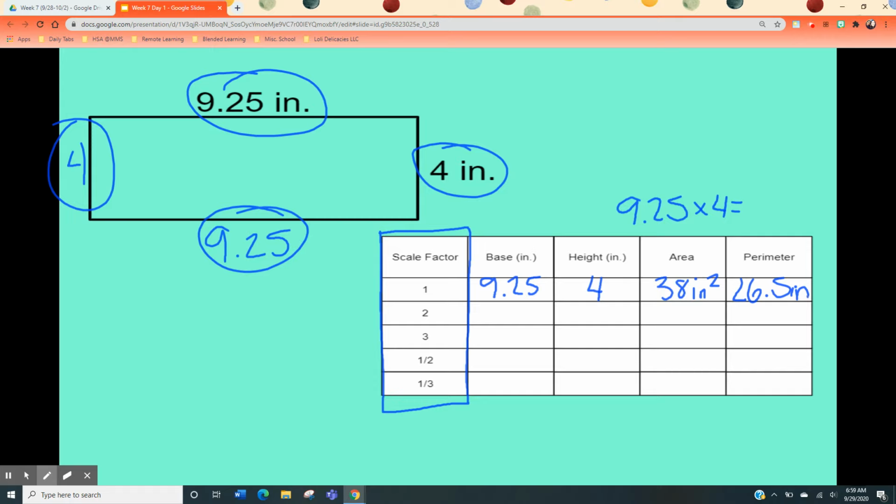So now let's go ahead and look at a scale factor of 2. When we have a scale factor of 2, I'm basically going to take my original base and multiply it by 2. So 9.25 times 2 gives me a new base of 18.5. And for my height, I'm going to do the same. I'm going to take my original height and multiply it by 2, and it gives me 8. So now I have my new base and my new height. I'm going to use them to find my area and my perimeter.